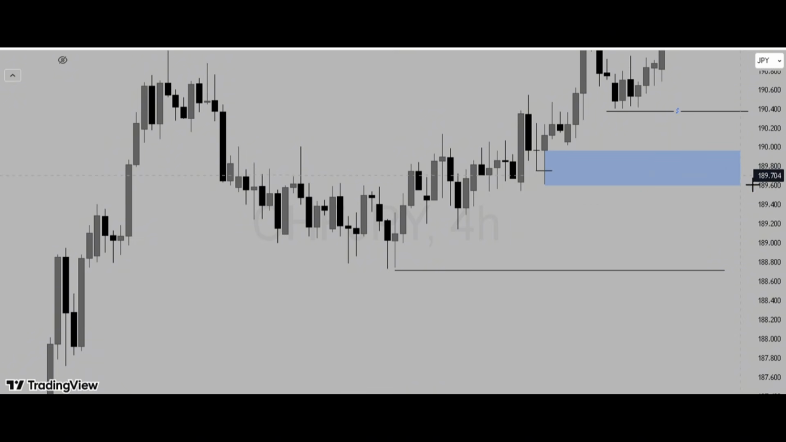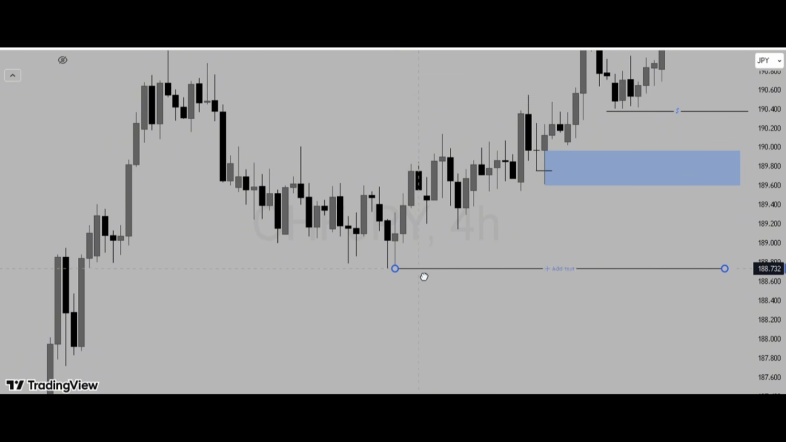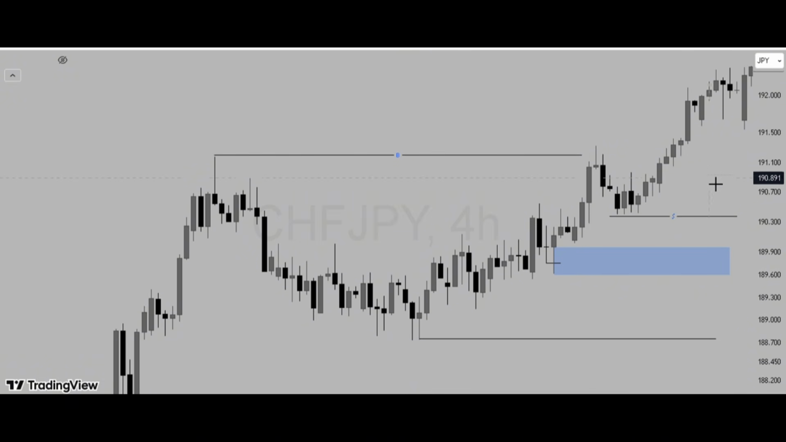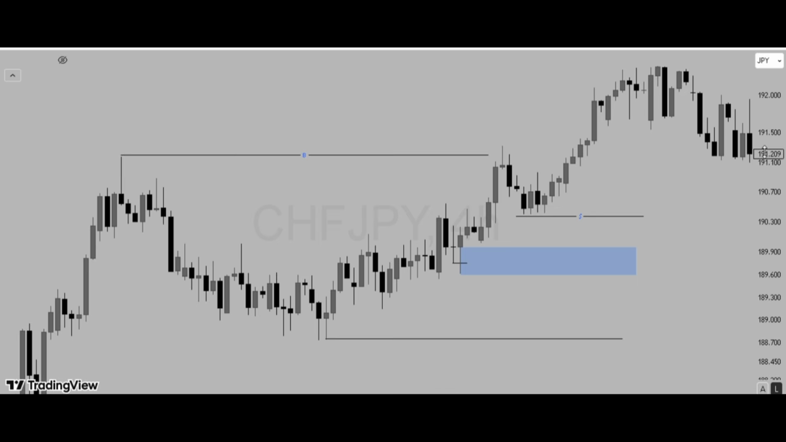And if this is invalidated, then it's likely for the market to come and sweep this low before it continues in its previous bullish direction. So let's see how the market plays out. And you can see what happened again.